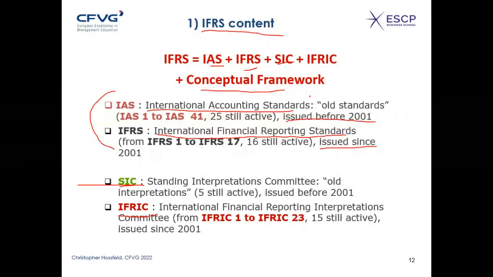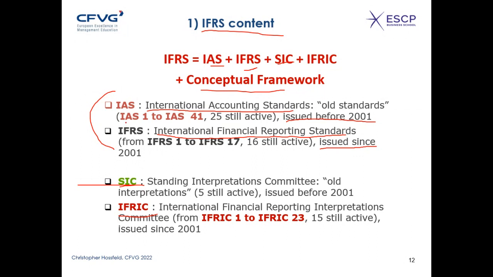So before we had international accounting standards. Accounting is a narrower term than financial reporting. Financial reporting is much larger. So in 2001, they also decided from now on not only to cover accounting, but more broadly to cover financial reporting. So we could say IAS are the old standards, IFRS are the new ones. That is not completely true.